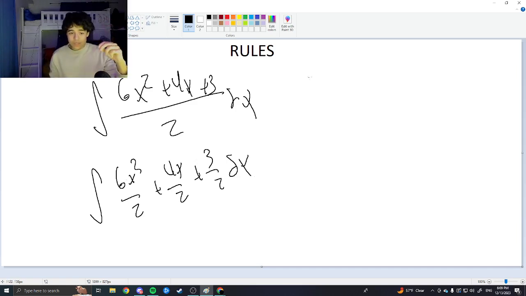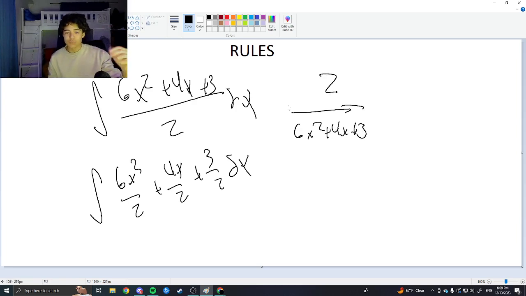You cannot do this if you had like 2 over (x squared plus 4x plus 3), right? Because you can't just break up the denominator. It doesn't work like that. You can only break up the numerator.